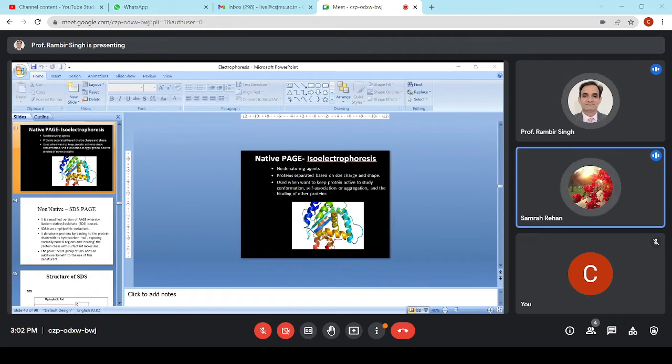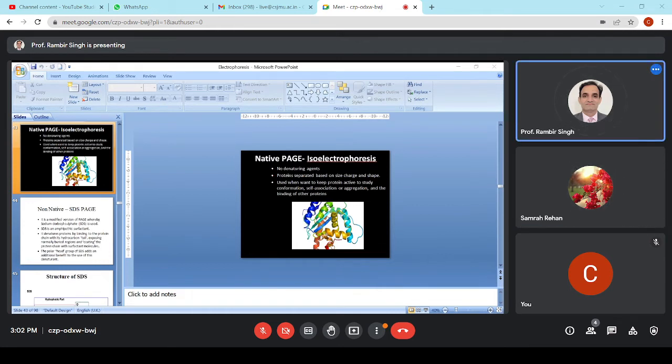So how we start actually is that we take proteins, which can be negatively charged, positively charged, and zwitterionic also. And the charge on the protein depends largely on the pH.